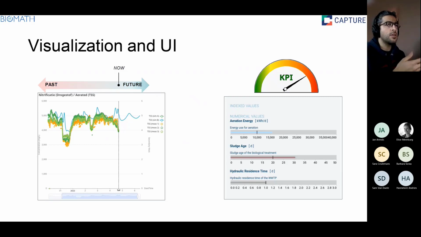We have also defined some KPIs to monitor the system, like the aeration energy, the sludge age, the HRT of the system, and these things. This gives a really nice opportunity for the operators to see the state of the system in real time and what can happen in the next few hours if something systematically or drastically changes in the system. For example, a pump fails in the system. So they can see what happens in the next few hours.